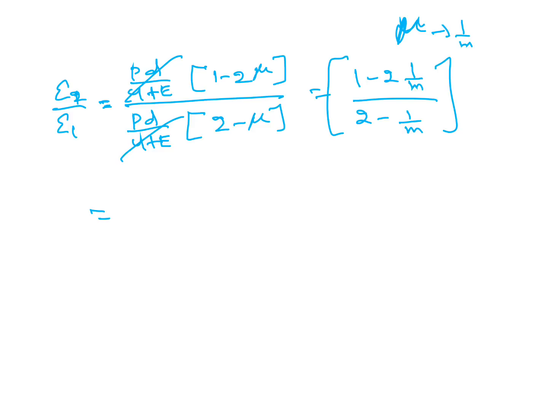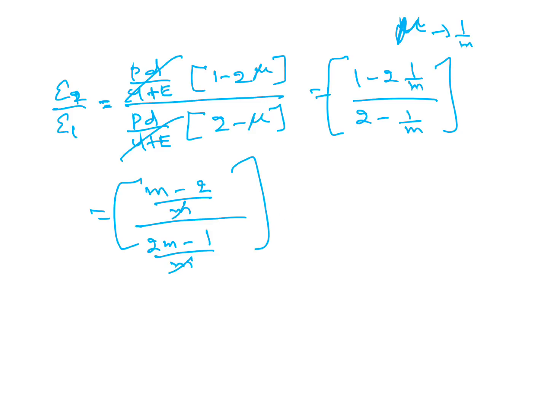M minus 2 by m, 2m minus 1 by m. M cancels. We'll get m minus 2 by 2m minus 1.